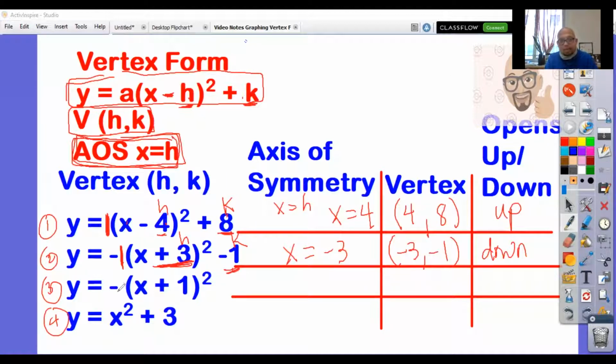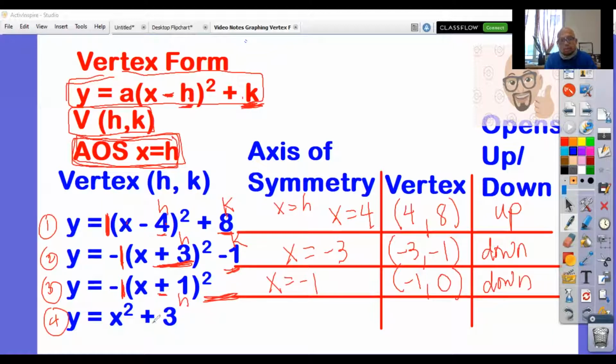y is equal to negative. That's negative 1. So we know it opens downward. The expression inside the quantity is x plus 1. That's your h. But since that's positive, you reverse it. It becomes x is equal to negative 1. Since the axis of symmetry is negative 1, you're going to put negative 1 here. What's the value of k? k is the number outside. Do you see any number outside? No. So that should be an invisible 0. And that's your vertex, negative 1, 0.